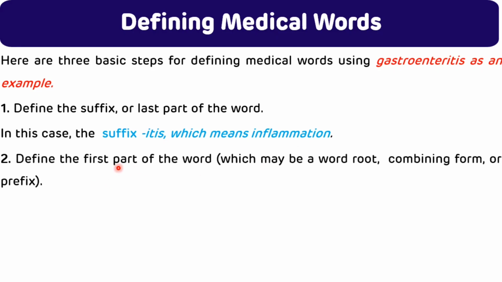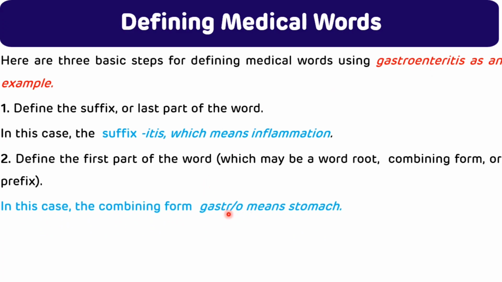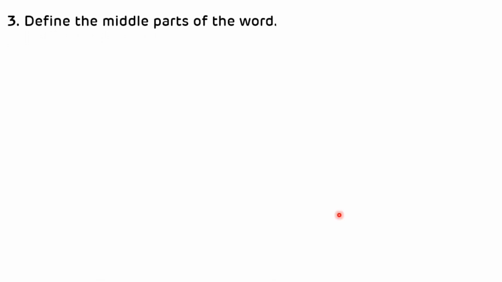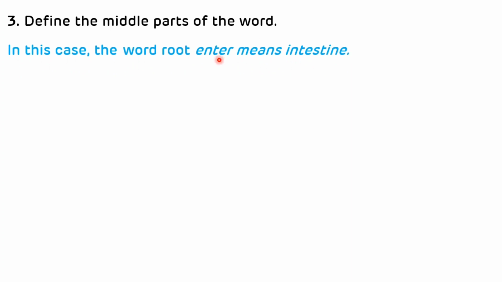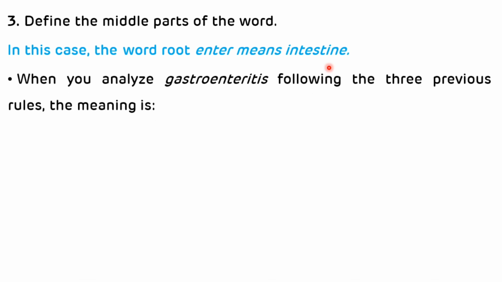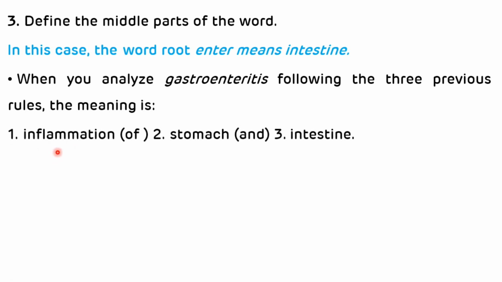The second step is to define the first part of the word, which may be a word root, combining form, or prefix. The first part of the word gastroenteritis is gastro, which means stomach. And so that is the second step. The third step is to define the middle parts of the word. So the middle part of the word is enter, which means intestine. So combining all this, when we analyze the word gastroenteritis, the meaning is inflammation of stomach and intestine. So that is how we can define a medical word.